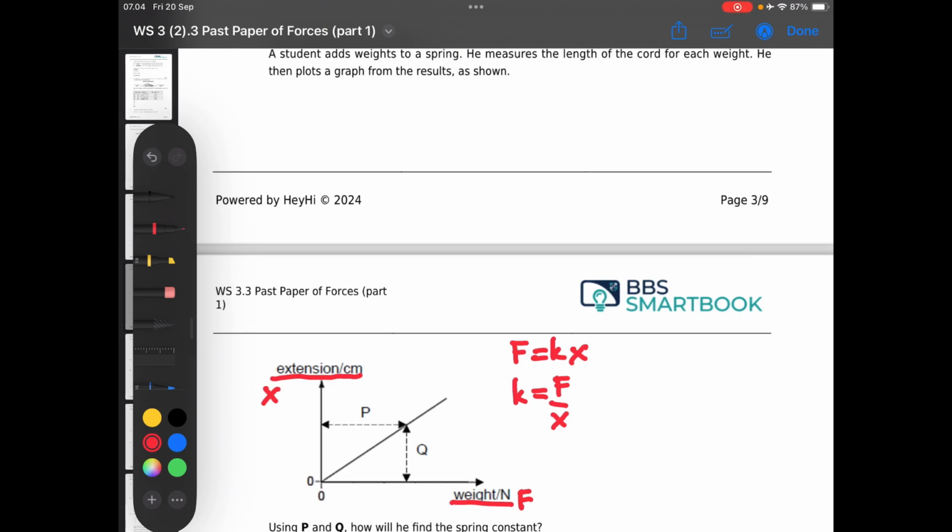But if you have many, you can find the difference in the force divided by the difference in extension. Based on the diagram, the difference in F is this one. Because F is in the horizontal, any change in horizontal is delta F. So P will be delta F. And what about the extension change? It is here in the y-axis, that's going to be Q. So what's going to be the final answer?